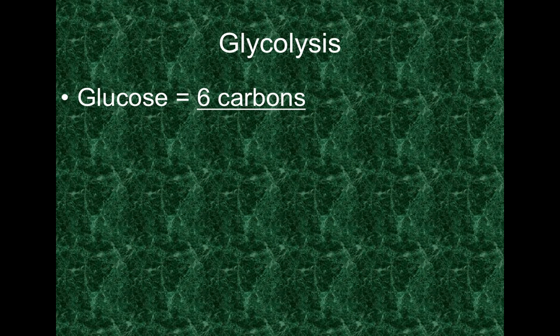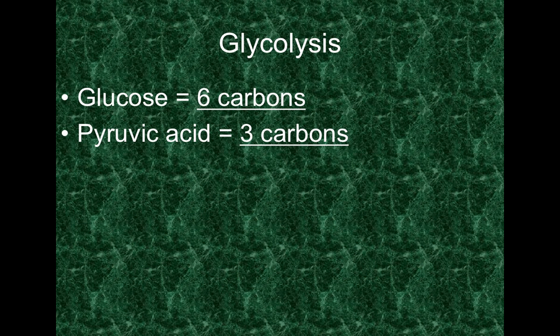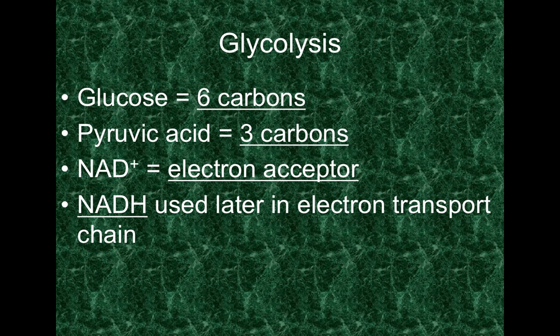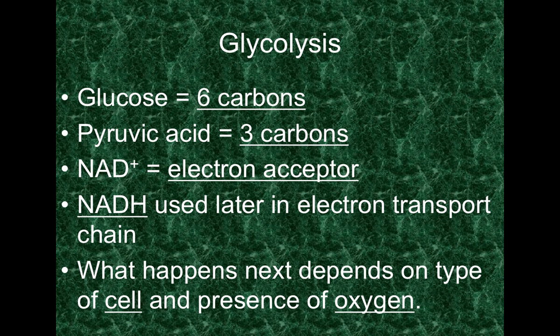So again, glucose is 6 carbons, pyruvic acid is 3 carbons. NAD plus is that high energy electron acceptor. NADH is an NAD plus that has accepted one of those high energy electrons, and we're going to use it later in the electron transport chain. Now, what happens after glycolysis depends on the type of cell and whether or not oxygen is present.